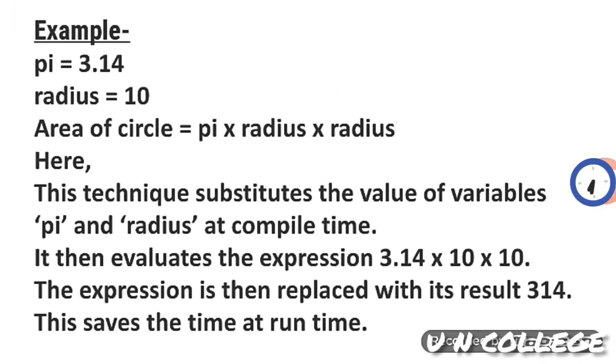Here I have used one example: pi equal to 3.14, radius equal to 10, area of circle equal to pi into radius into radius. This technique substitutes the values of the variables pi and radius at compile time, so that it saves time. It then evaluates the expression 3.14 into 10 into 10, and this expression is replaced with the result, that is 314. This saves time at runtime.